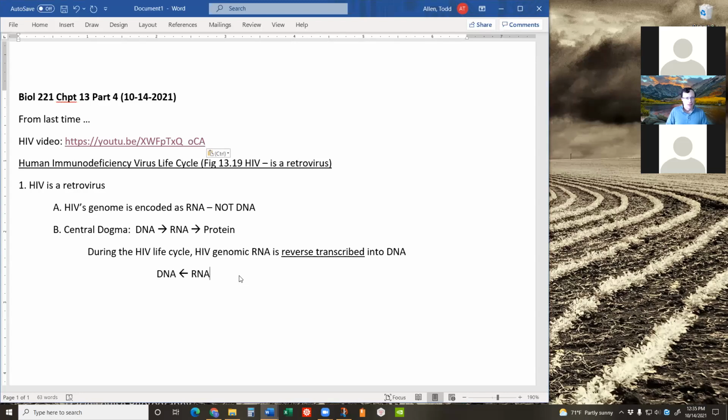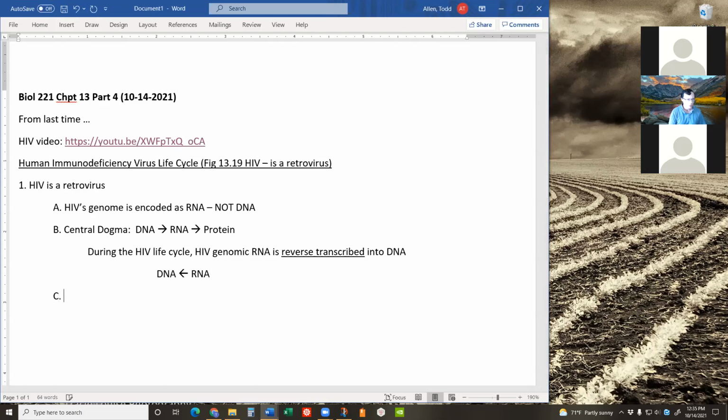From last time, we told you that HIV is a retrovirus. What that means is that HIV's genome is made of RNA. It is not made of DNA. And so part of the HIV life cycle involves taking the RNA and reverse transcribing it back into DNA. As we get into this, it will become apparent why that is important. That is important because of something HIV as a virus actually does to our own host cell DNA.